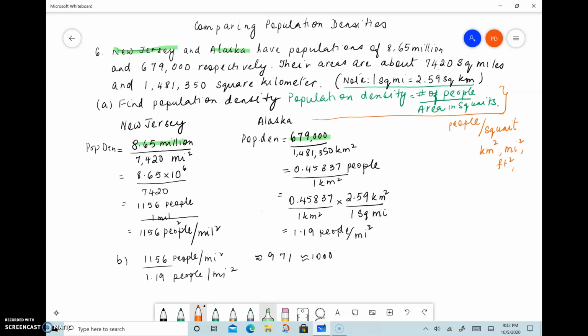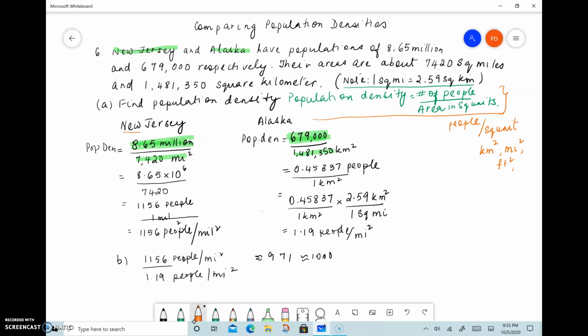So the population of New Jersey is 8.65 million. The population of Alaska is 679,000. In order to find the population densities, we need the areas. The area of New Jersey is 7,420 square miles, and the area of Alaska is 1,481,350 square kilometers. So let's do the calculations.